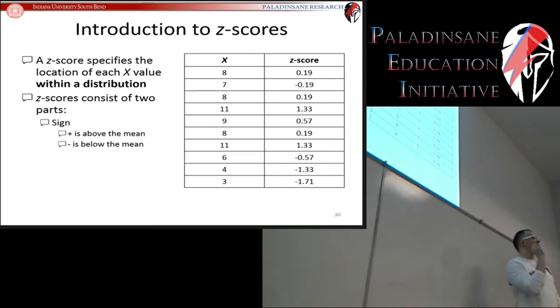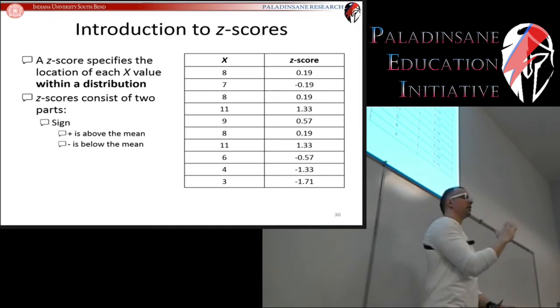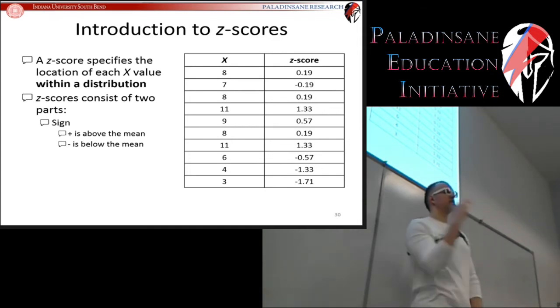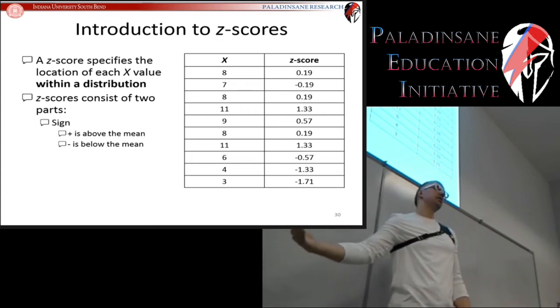On the other hand, if you have the z-scores, you know immediately. If I ask you, is 8 above the mean? If you have the z-scores here, you know immediately, yep, positive z-score, 8 is above the mean. Negative z-score, 7 is below the mean. Positive z-score, 11 is above the mean. Negative z-score, 6 is below the mean. So you know immediately whether your score is above or below the mean. If it's positive, it's above the mean because the mean is 0.